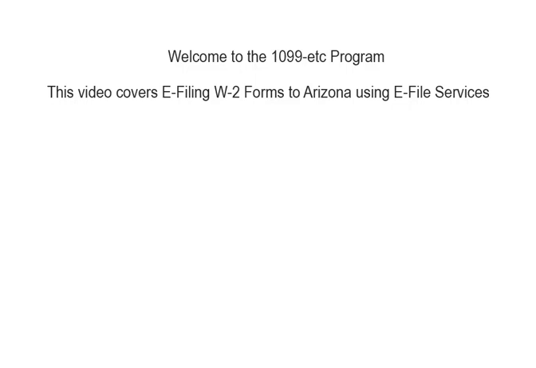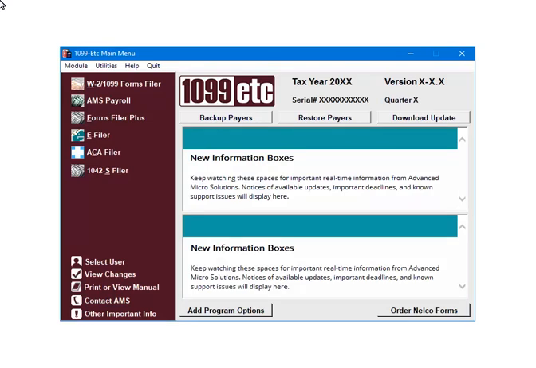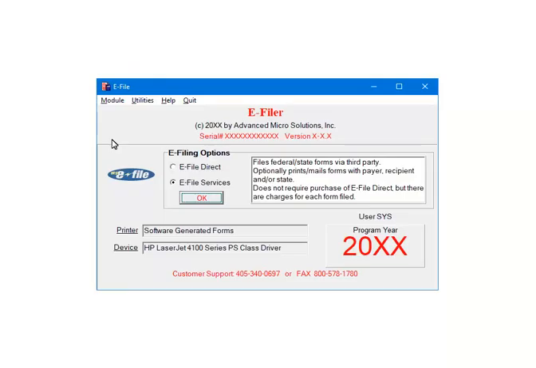This tutorial covers e-filing the W-2 forms to Arizona using e-file services. To begin, the payer ABC Payroll has been created, and the W-2 form data has been entered. This is the main menu. To continue, select E-Filer. This is the E-Filer menu. Select E-File Services. Now click OK.